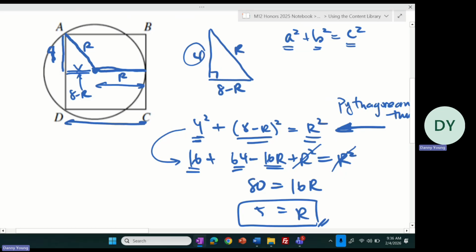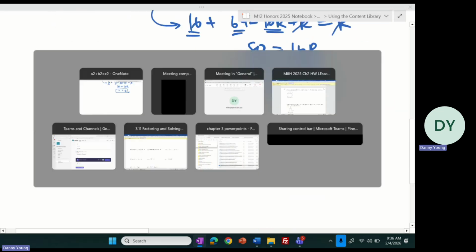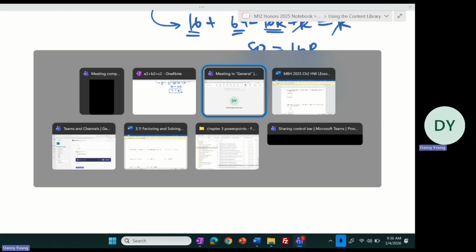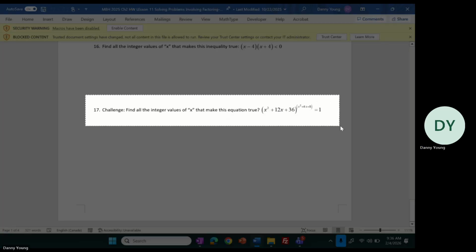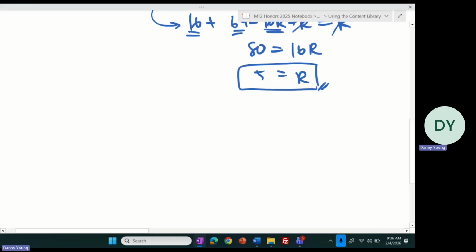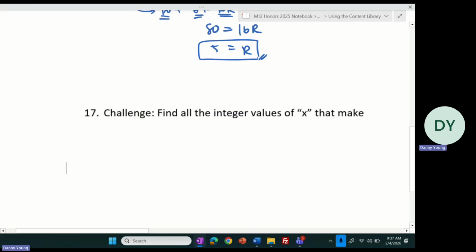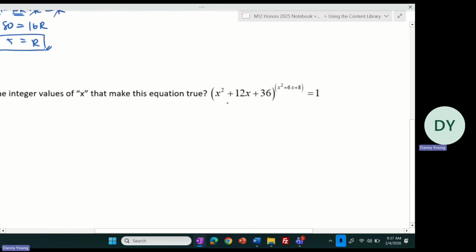Number 17. Here we go. Two things you need to know for this. Here's the question: you're told that something to the power of something is equal to 1. Okay with that? The first thing I need to know is this: if a to the power of b is equal to 1, my options are b could equal to what?